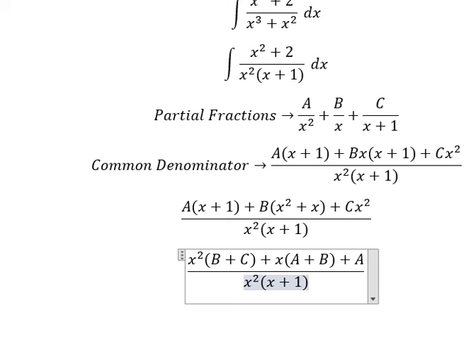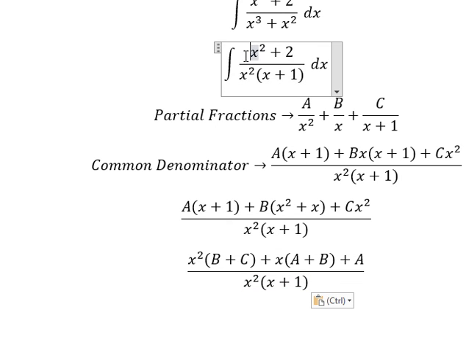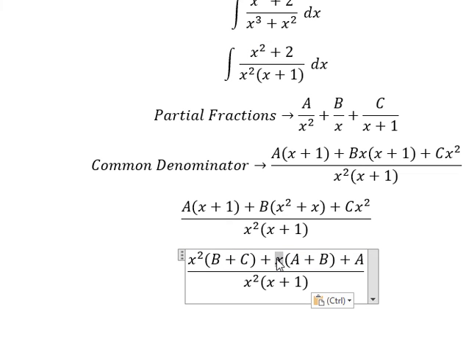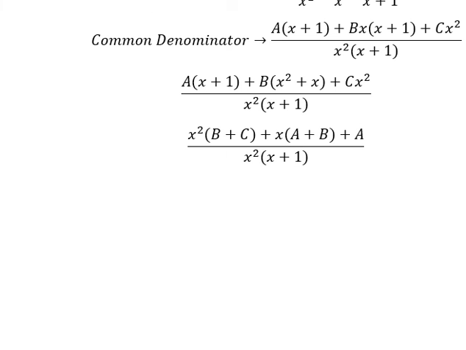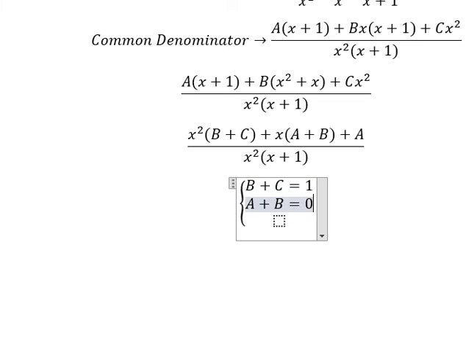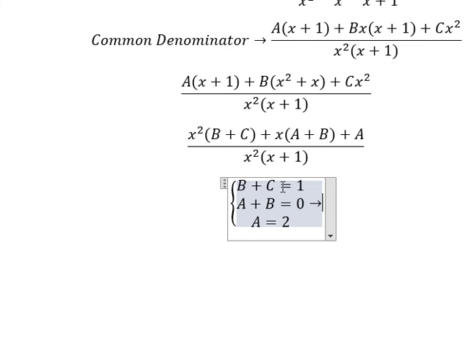Now we need to compare coefficients. About x squared, we have number 1 in here. So B plus C equals number 1. We don't have x, so A plus B equals number 0. And the last one, A equals number 2. So we create the system of equations. Now we need to find the solutions of A, B, C.